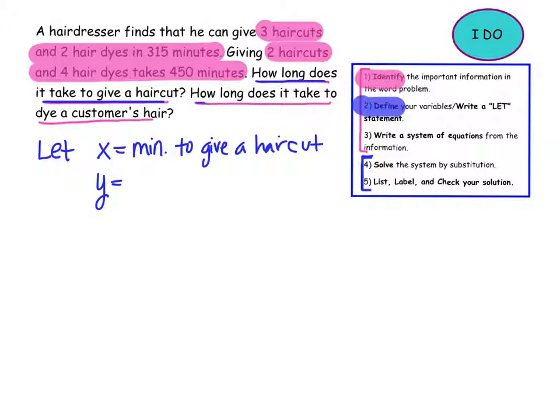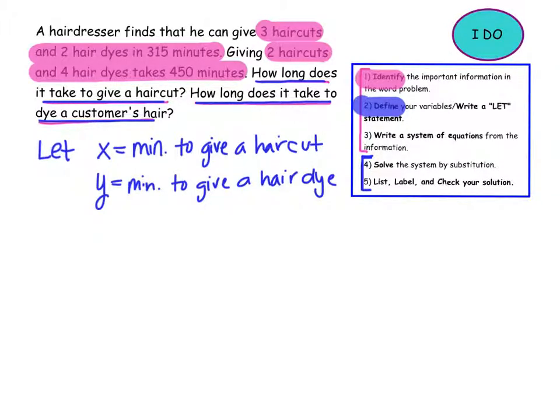We also don't know how long it takes to dye a customer's hair. So y is going to be our minutes to give a hair dye. Because remember, those are things we don't know, so those have to be our variables.